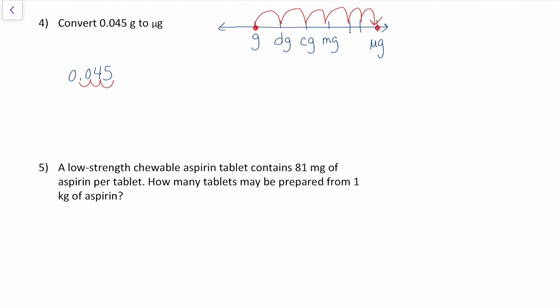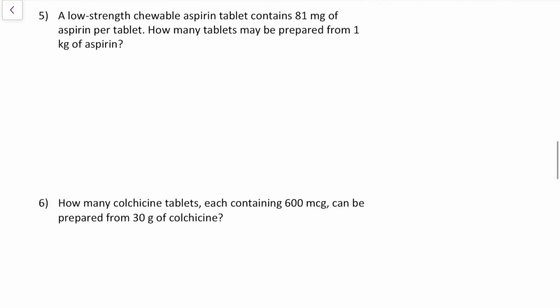So 1, 2, 3, 4, 5, 6 jumps to the right, and I get 45,000 micrograms. Okay, let's try some word problems.